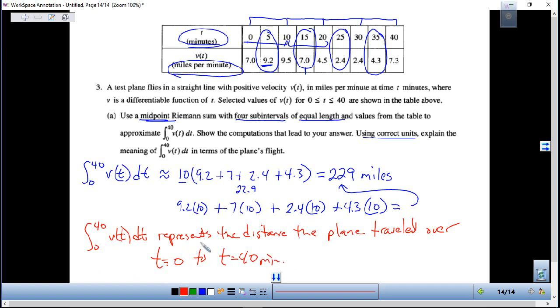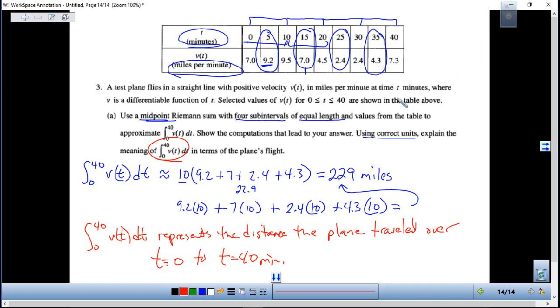You could also have made the statement that the way we did it was an approximation or whatever, but for that thing right there, explain the meaning of this, so you're not necessarily talking about the approximation. So it represents the distance the plane traveled over t equals 0 to t equals 40. You cannot just say over 40 minutes because it may be 40 minutes going from 40 to 80 minutes. You have to be specific about the 40 minutes you're talking about.